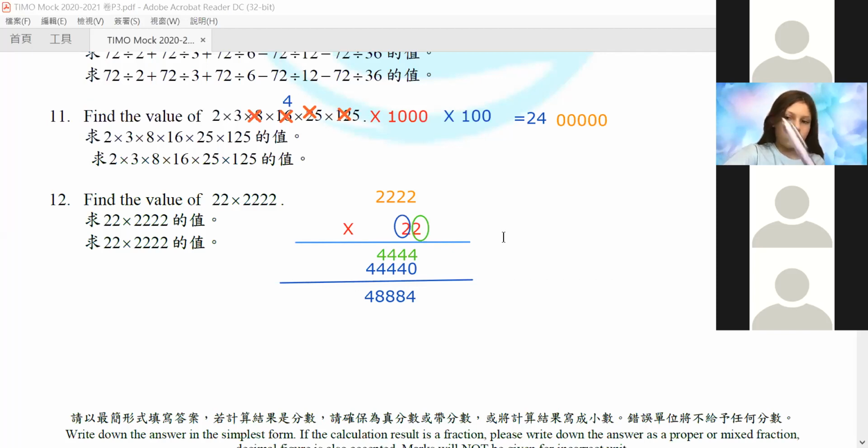Yeah, this is our answer. We just do a multiplication, but although it's a long one, it is a simple multiplication. It is a long one, but it is not much different from any other multiplication out there. Okay? So now we have finished part two of arithmetic.